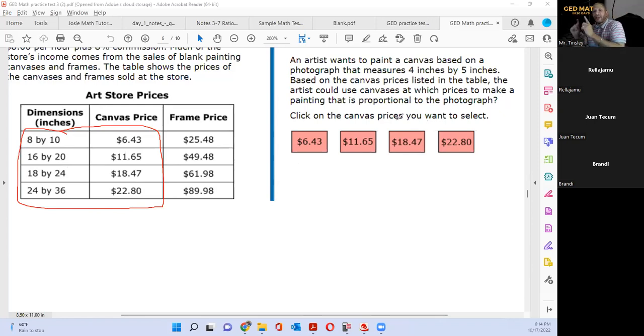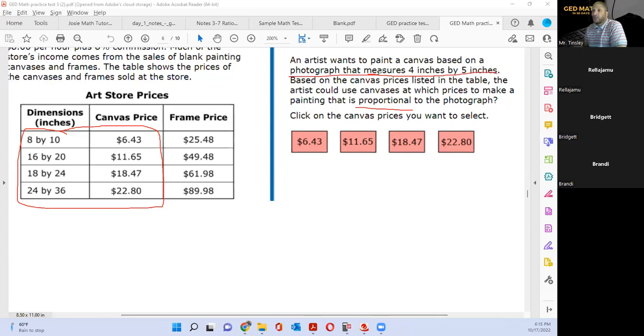It's two things. In order for you to do this problem, you must identify these two things. If you can't identify these two things, you're going to have a problem with this question. Can you use canvases at which prices? Proportional. Right, that's what they want to know. But what else? 4 inches by 5. And one more thing. 4 by 5 inches. So the first measures.